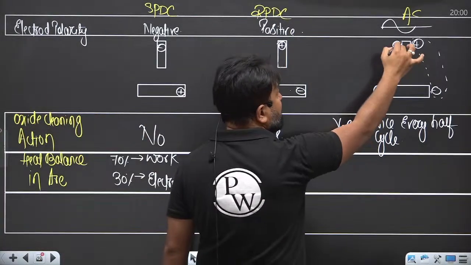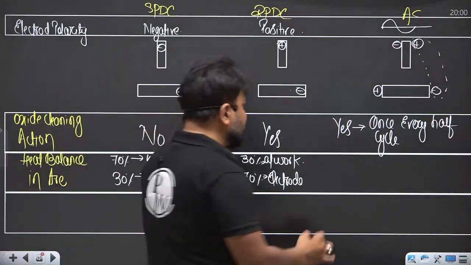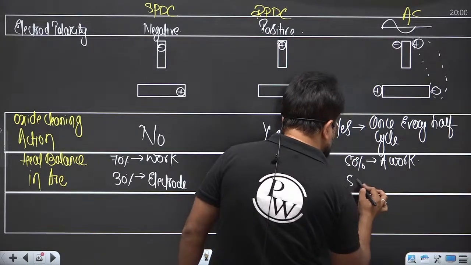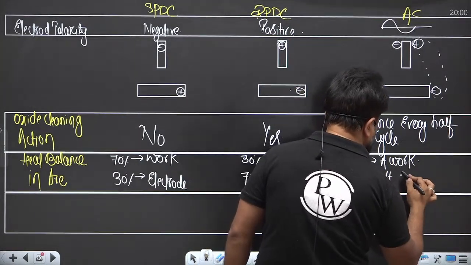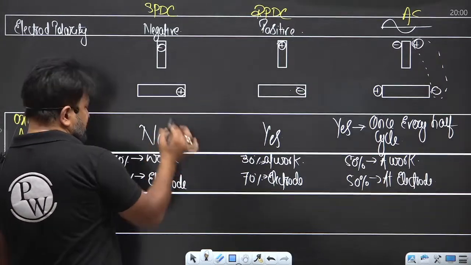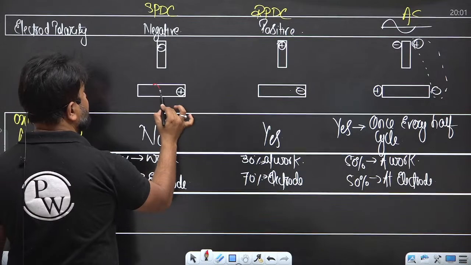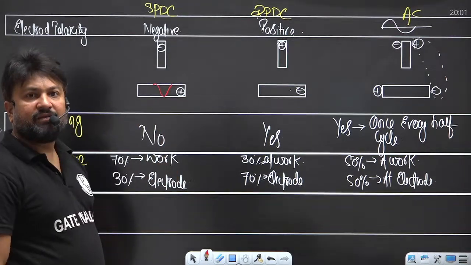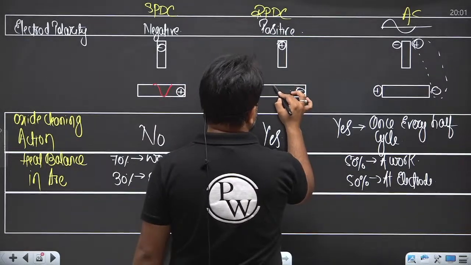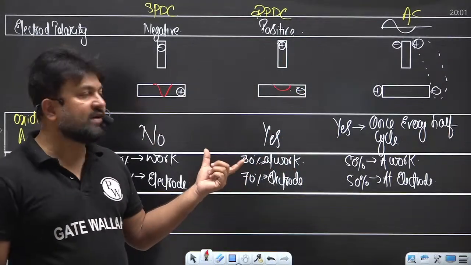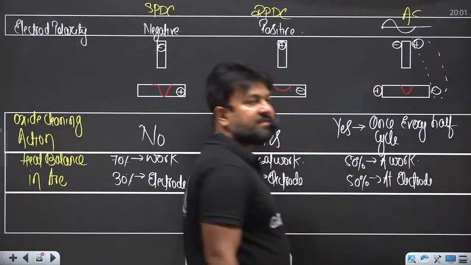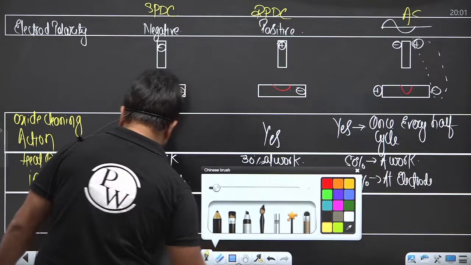But here the polarity changes in every cycle, so 50% heat at work and 50% heat at electrode. Now if 70% of the heat is produced at the workpiece, then the weld pool depth is large and the width is less. When the polarity is RPDC, the weld pool depth is less and the width of the weld pool is wide. With AC polarity, there will be a medium depth of the weld pool and the width is medium.